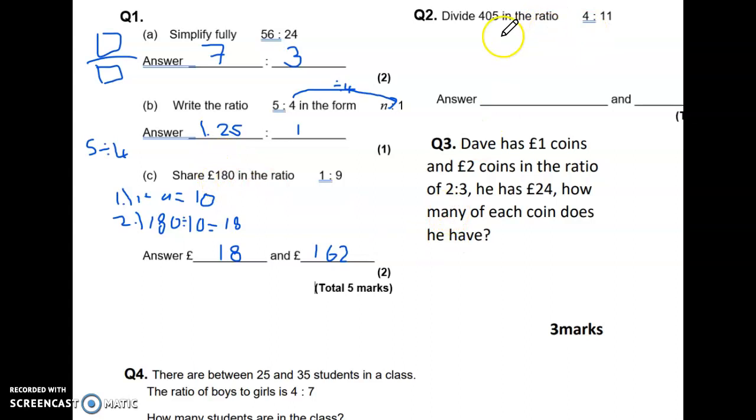So a similar question, just different numbers. So divide 405 in the ratio of 4 to 11. So step 1, 4 plus 11 gives us 15. And then step 2 will be 405, so your quantity divided by the answer from part 1. So part 2 was 405 shared by 15. And the answer to that is 27.